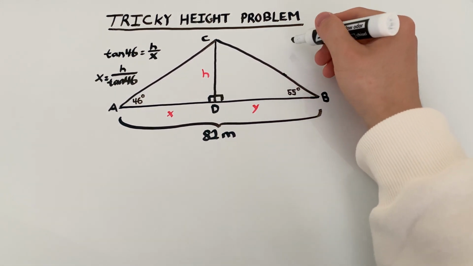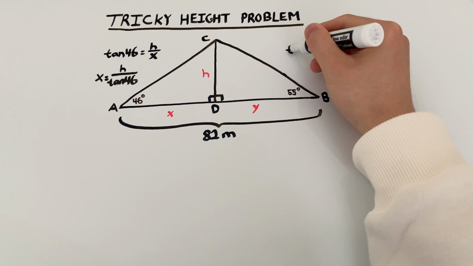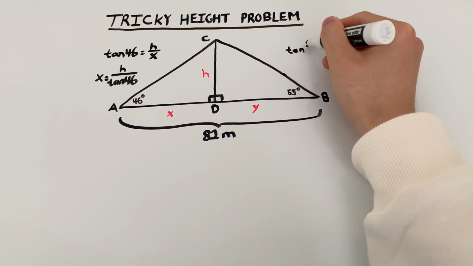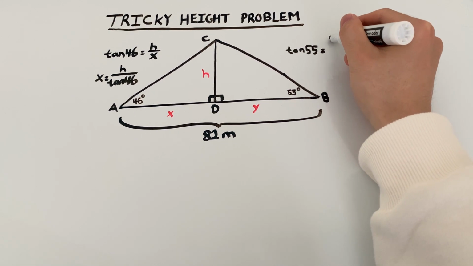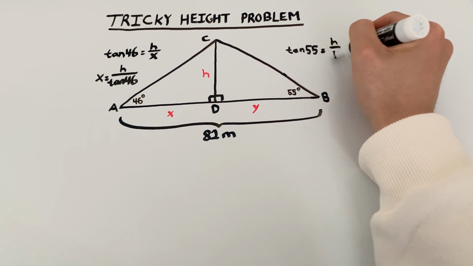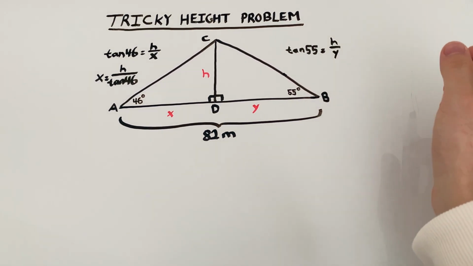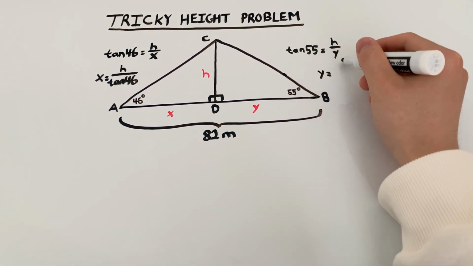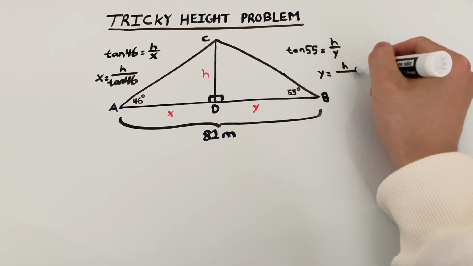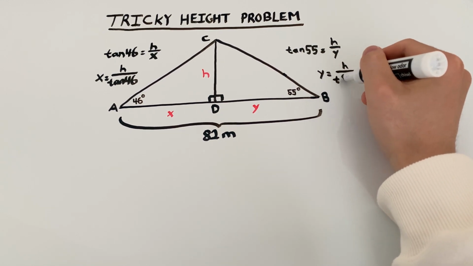We can write tan 55 is equal to the opposite side h over the adjacent side y. And if we rearrange it, we can get y is equal to h over tan 55.